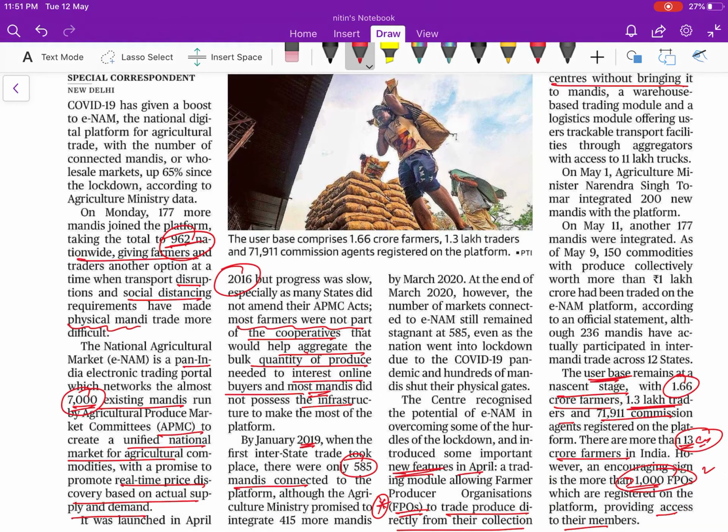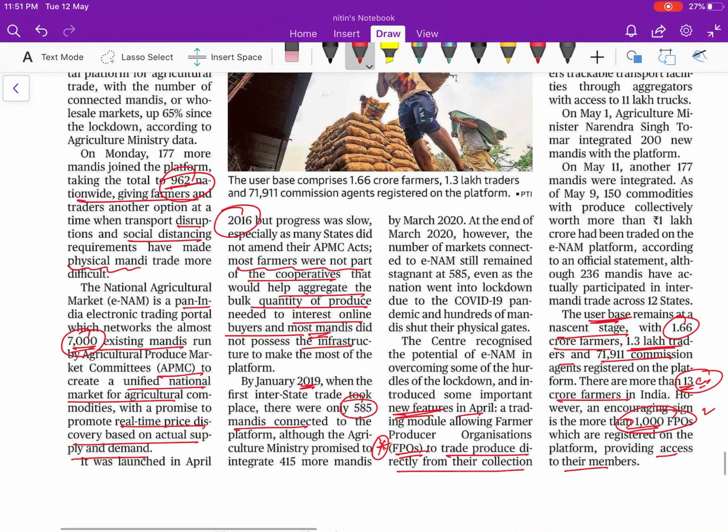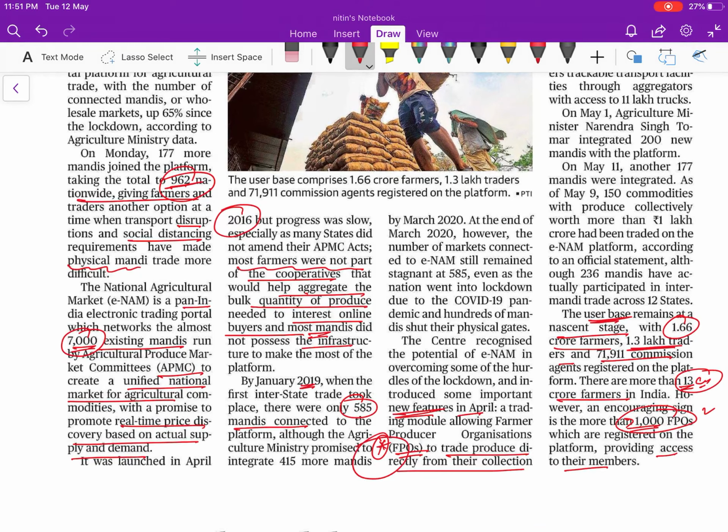But now, post the COVID situation, the lockdown is there, the social distancing norm has to be maintained, right? And it will be very difficult for farmers to go out and sell their crops in the mandis because of the lockdown situation. So it has in fact helped more mandis to get interlinked, to get connected to the e-NAM platform. Farmers are getting benefited. Even FPOs, farmer producer organizations, are also getting registered with the e-NAM.